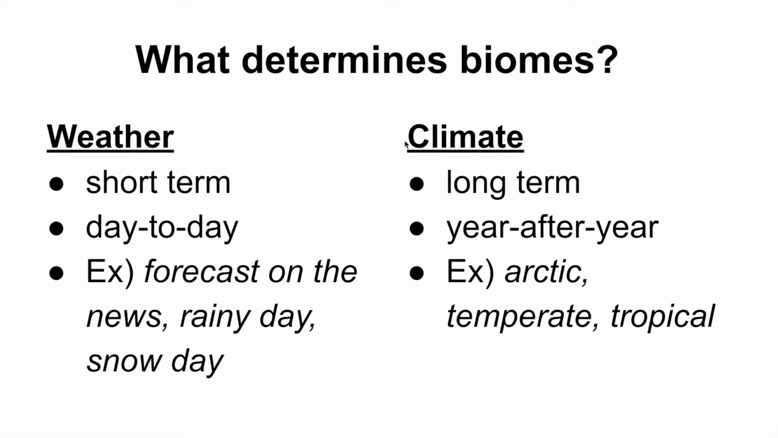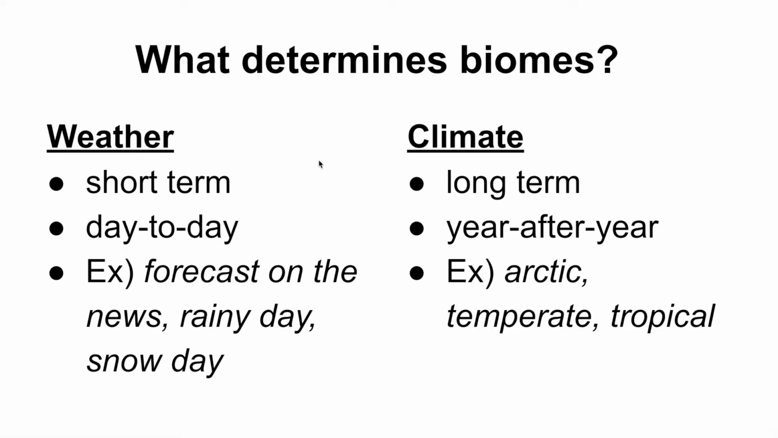Let's review weather and climate and the differences between the two. So when we talk about the weather, we're talking about the short term, the day-to-day forecast. So things like it's going to be a rainy or a snowy day. All right, the climate is what is the long term, year after year.